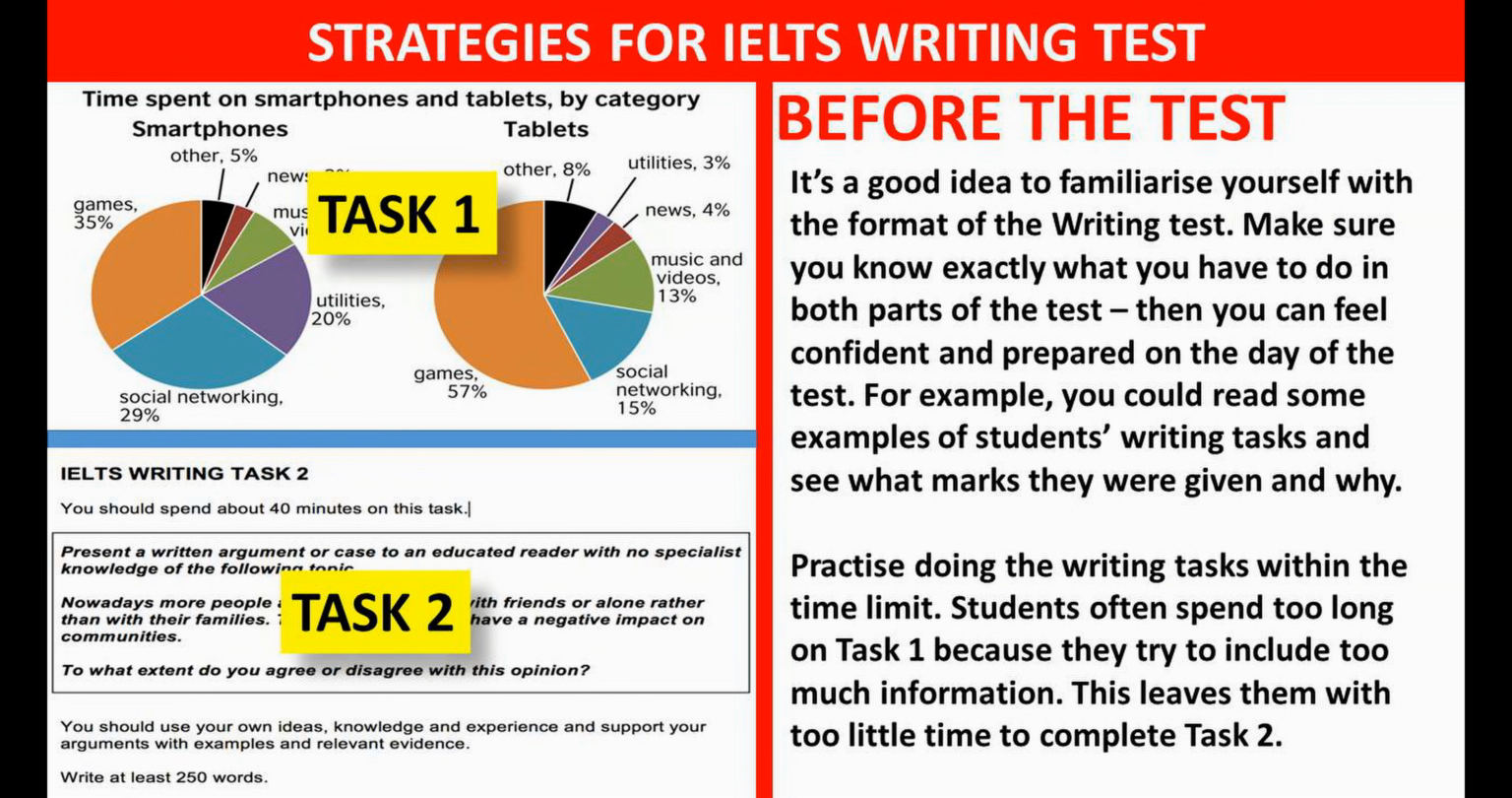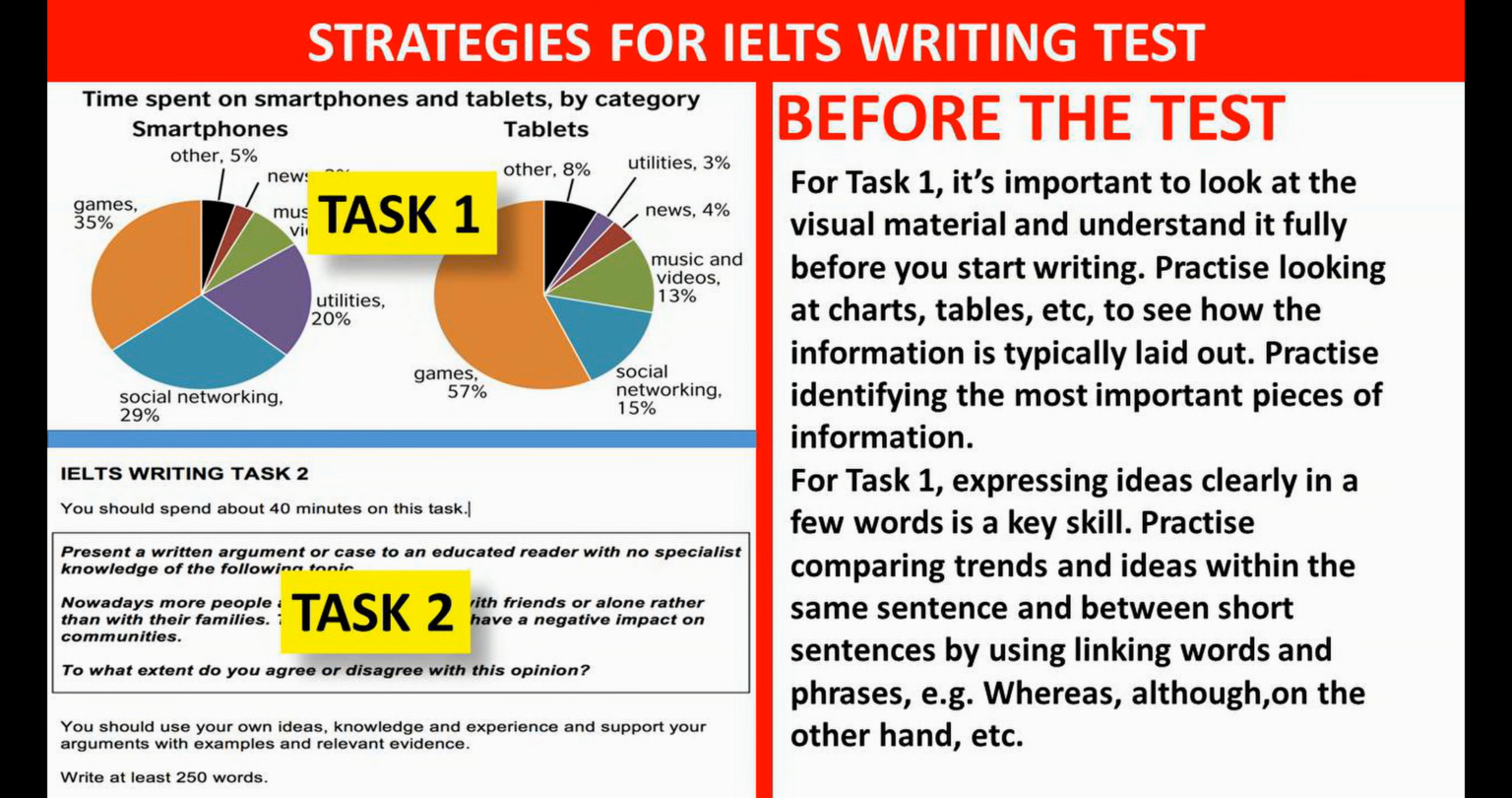Practice doing the writing tasks within the time limit. Students often spend too long on task 1 because they try to include too much information. This leaves them with too little time to complete task 2. For task 1, it's important to look at the visual material and understand it fully before you start writing. Practice looking at charts, tables, etc., to see how the information is typically laid out. Practice identifying the most important pieces of information.